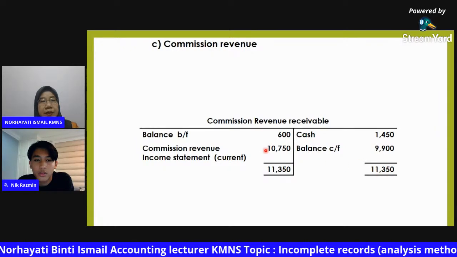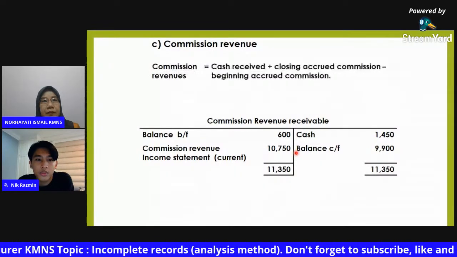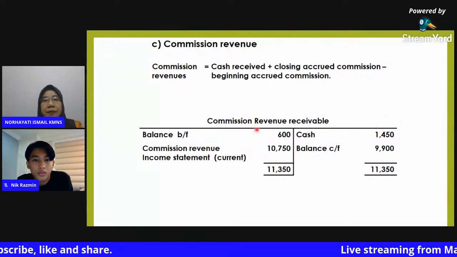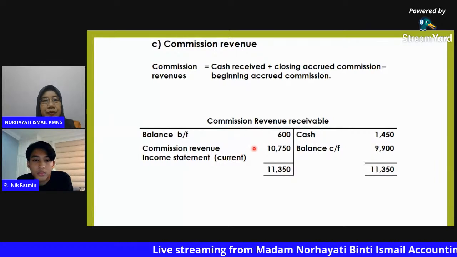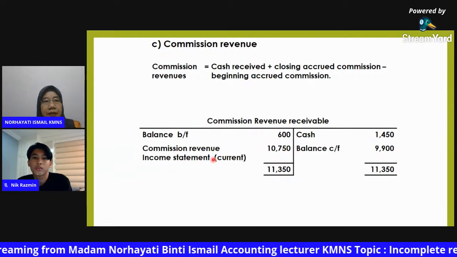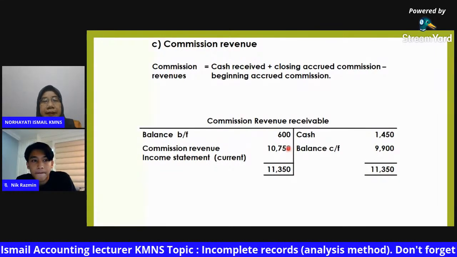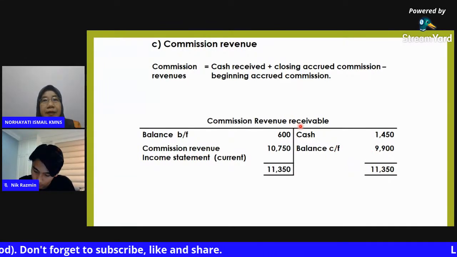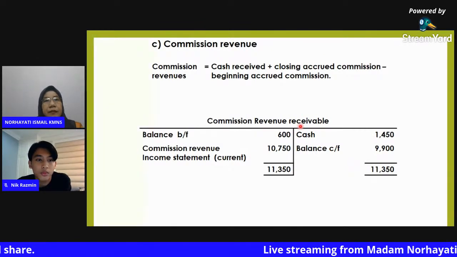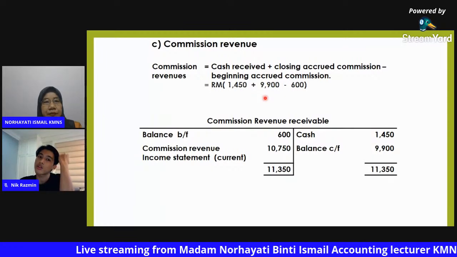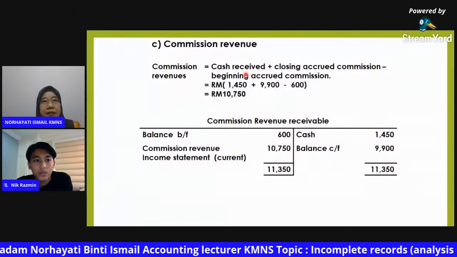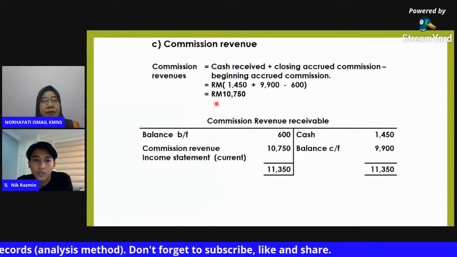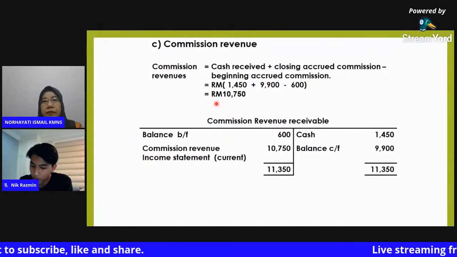The difference is the missing figure. Now we have to record it by using the formula. You can prepare the answer using either the formula or the account, but I prefer you prepare it in the account. It is very easy for you to read the details. For example, commission revenue you must record in the statement of income, and the balance carried forward we must record in the financial position. If you use the formula, you will get the same answer for commission revenue. The formula is cash received plus closing accrued commission less the beginning accrued commission. Then you get the total RM 10,750.